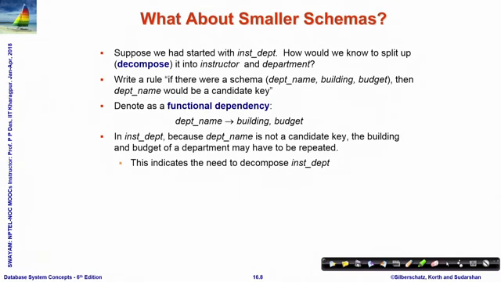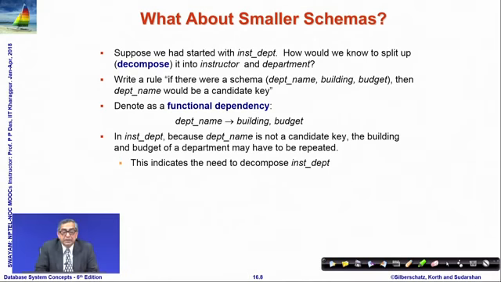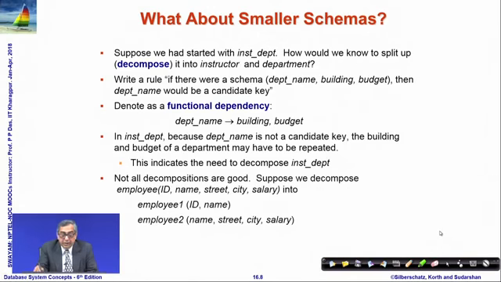It does not decide the records of the instructor department uniquely. So when the values of this attribute, department name, are duplicated or triplicated, the values of the building and budget are repeated and we have redundancy. This is a very common situation, which is indicative of the fact that we need a decomposition into smaller relations.